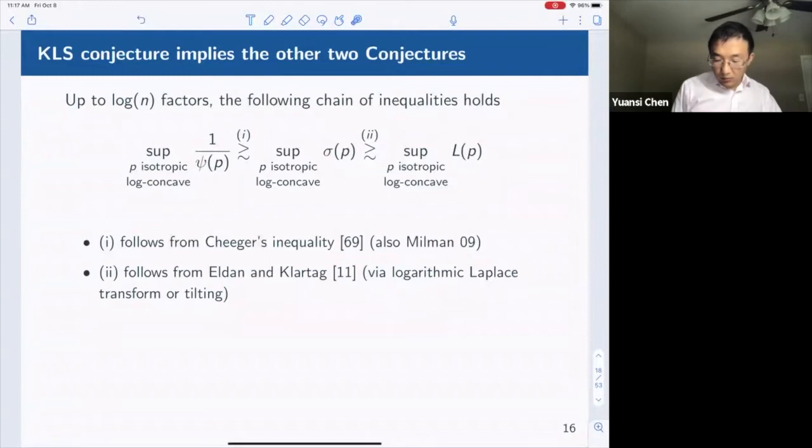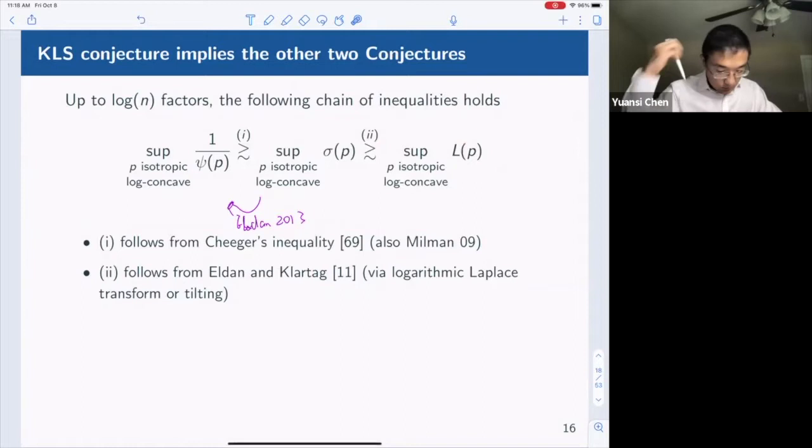Well, the reverse is also true, but it's not trivial. It's proved by Eldan in 2013. And then this direction is also not trivial. It's from thin shell to slicing.